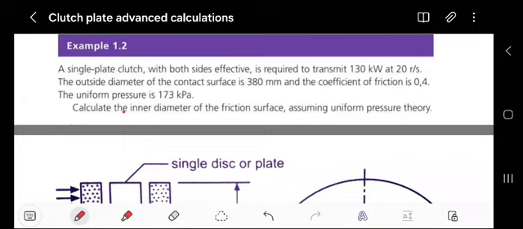Today we'll be dealing with clutches, right? Advanced calculation. This is Mechanotechnics N6.